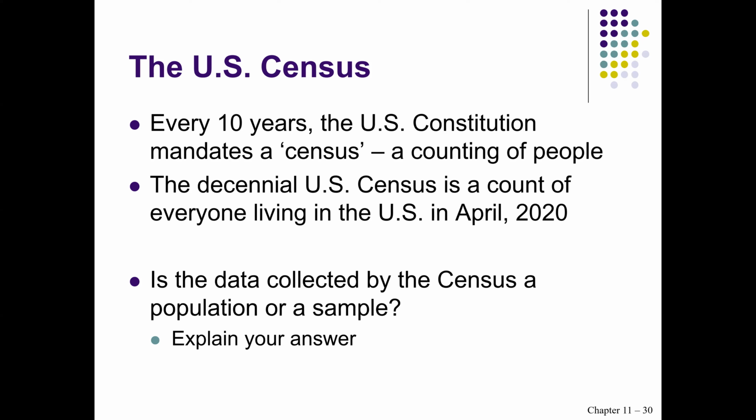This year was the first year that the census went online. So they sent you a little letter in the mail and asked you to log onto a website and take the census online. Prior to this year, they would mail you a postcard and you would just fill out the postcard and mail it back. The decennial US Census is a count of everybody living in the United States in April 2020. So is this data collected by the census a population or is it a sample? You should be able to explain your answer in a few sentences. So pause here and write out your answer.